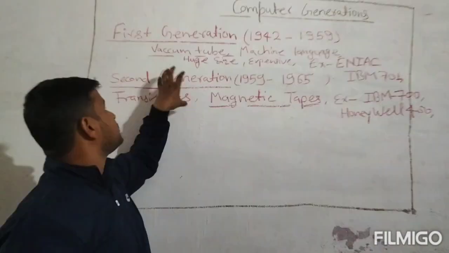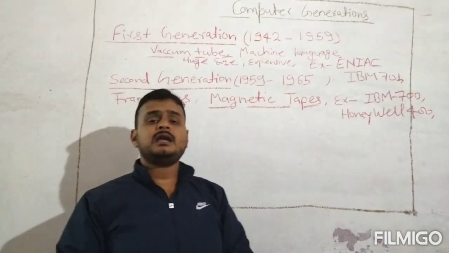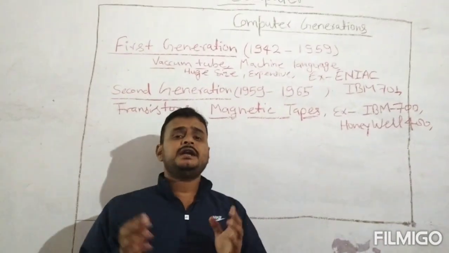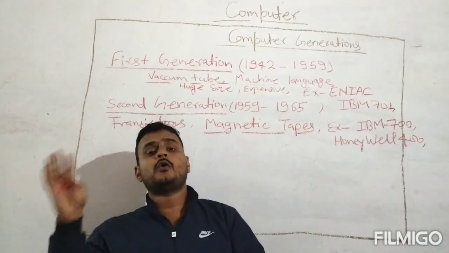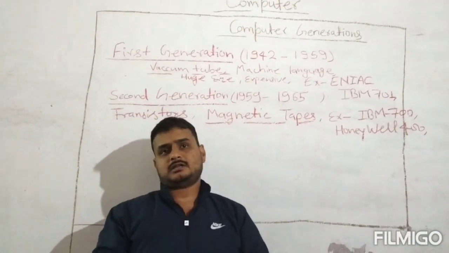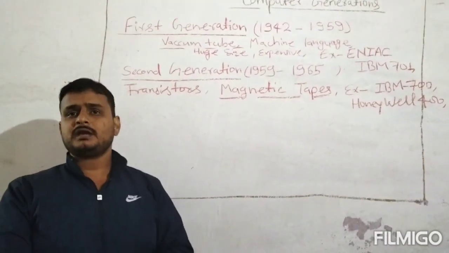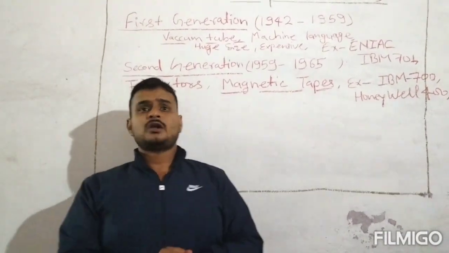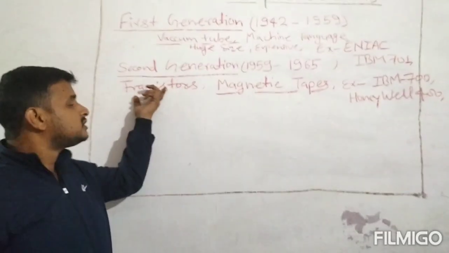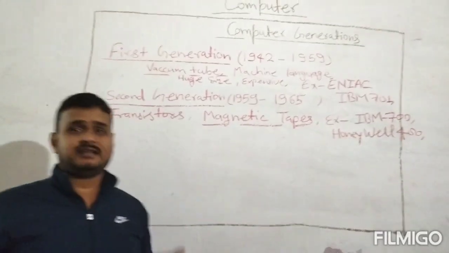Second generation computers used batch processing, and they used multi-programming operating systems. OS means operating system. Further, second generation computers were also expensive.